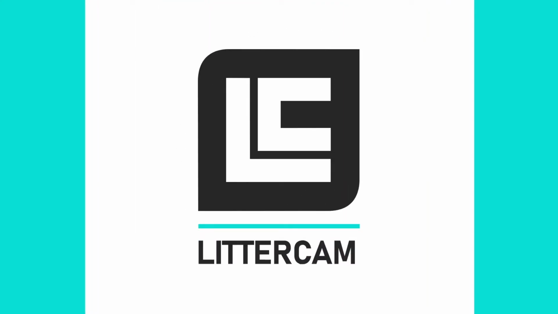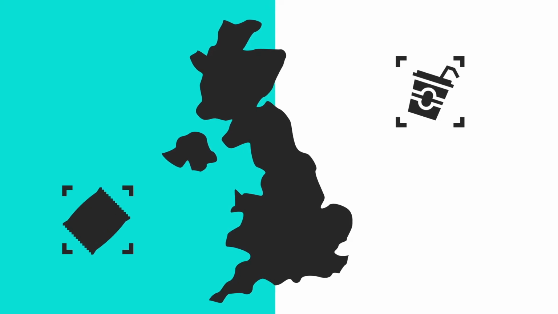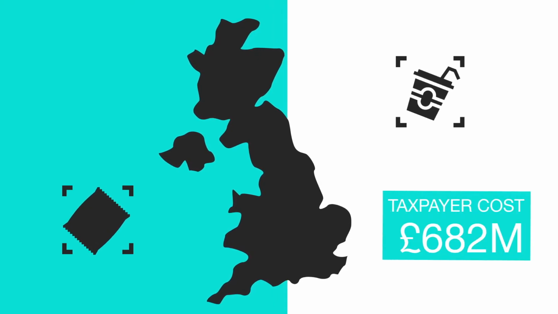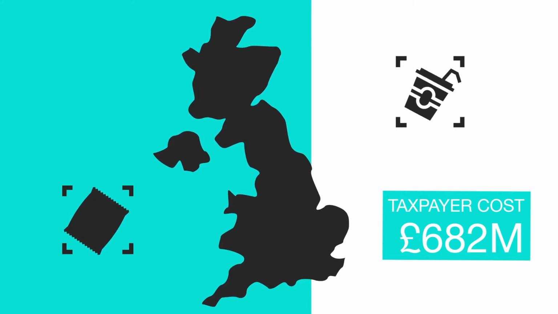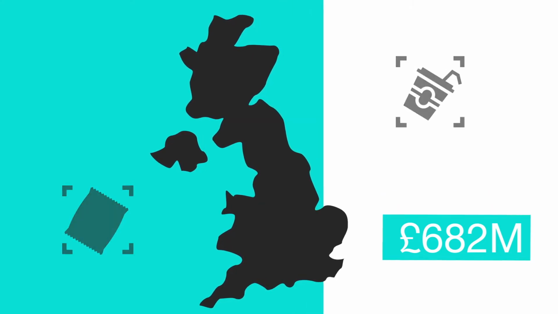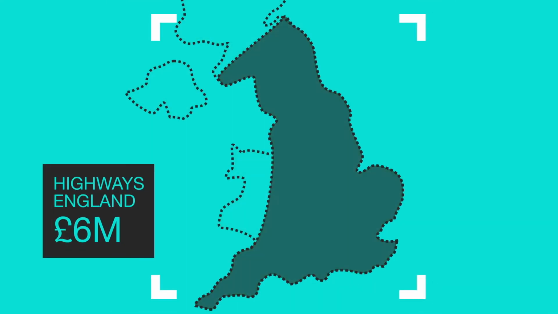The UK has a significant vehicle-based littering issue. The cost to the taxpayer was £682 million to clean the streets of the UK in the year to April 2017. Highways England spent a further £6 million on litter clearance.